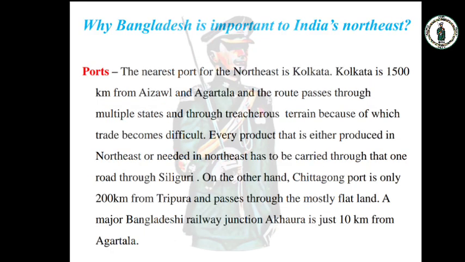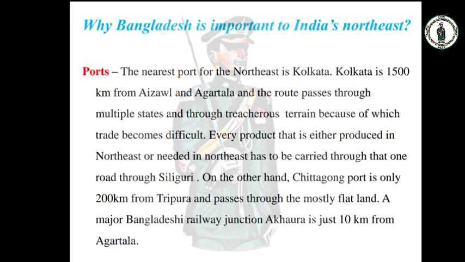So now let us discuss the last part of the video, that is the importance of Bangladesh for India. So the first is the connectivity of ports. So the nearest port for the northeast is Kolkata, and Kolkata is 1500 km from Aizawl and Agartala, and this route passes through multiple states and also through difficult terrain, so because of which trades become difficult.